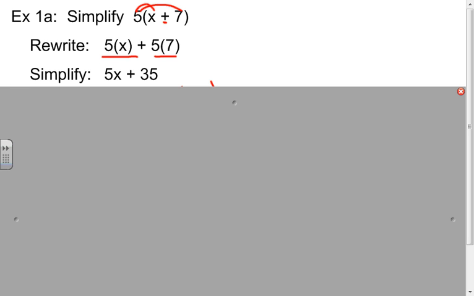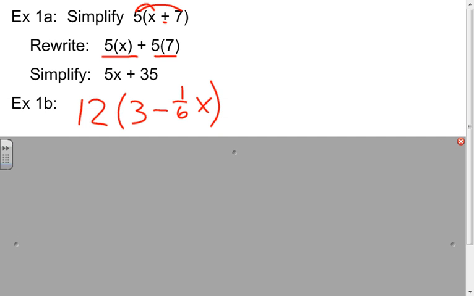Now, I can't do anything to those two pieces. I can't put the 5 and the 35 together. We'll talk about why later on in this section. Another example, example 1b. You see I've got the 12 in front, and I've got the rest of the stuff inside parentheses. One thing on the outside, two things on the inside.